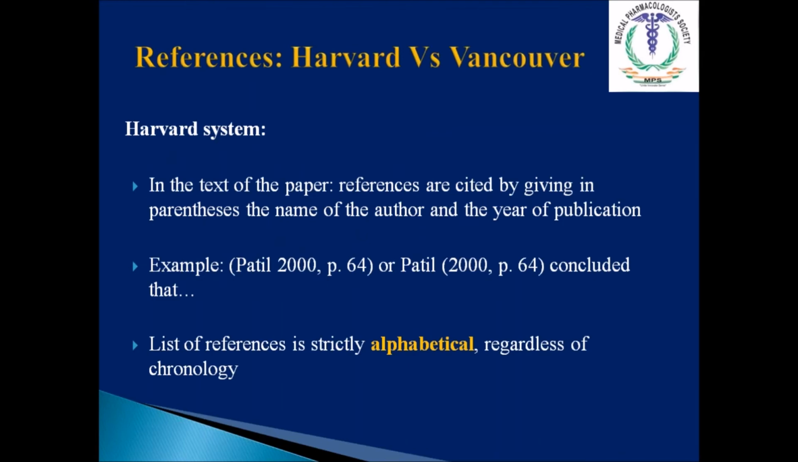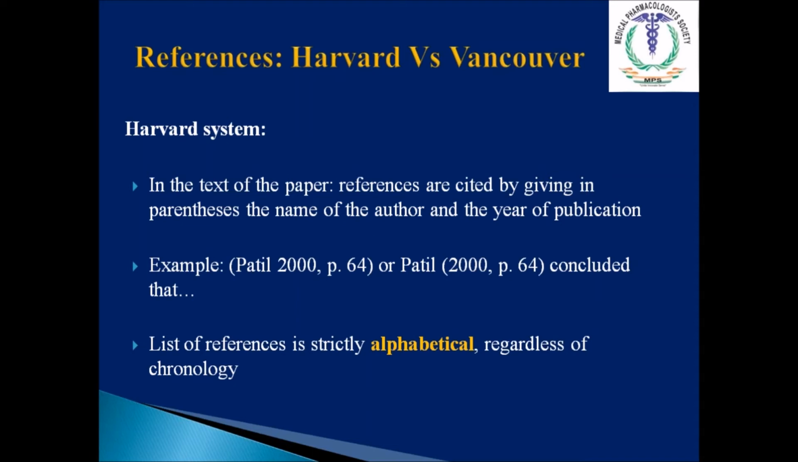Next. For referencing, there are two common methods which are used, and most of us are aware of this. One is the Harvard style of referencing and the second is the Vancouver style of referencing. What is the difference between Harvard and Vancouver style of referencing? In the Harvard type of referencing, we cite the references in the text of the paper by giving the name of the author and the year of publication in brackets, in parentheses. For example, Patil 2000, page number 60, in brackets. So this is the Harvard type of referencing.